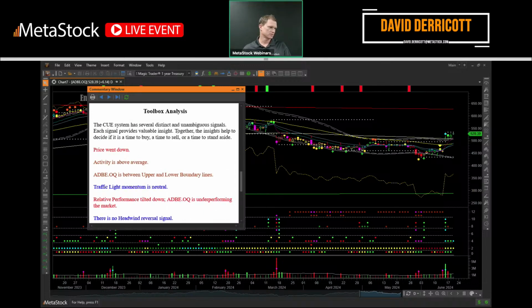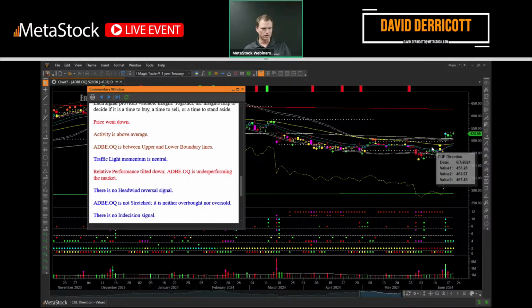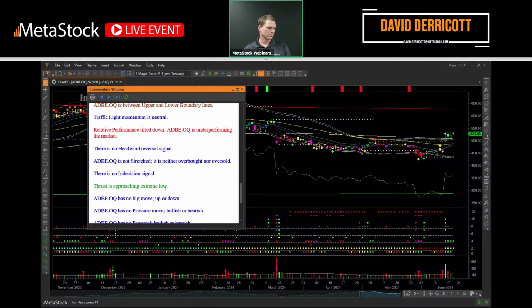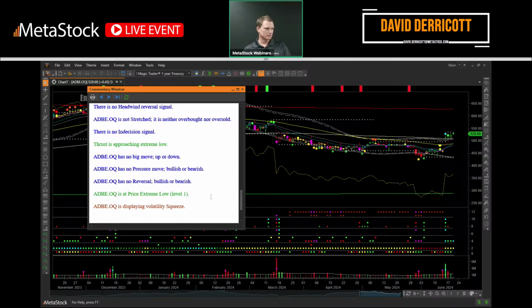And then right here, this is the part that I really like the most because it's a really good analysis toolbox as a whole. So you can come in here and it'll tell you, okay, the price has gone down, your activity is above average, you're between the upper and lower boundary lines, which are these two lines right here. And then it goes down into the performance is headed down, which is your yellow indicator down here. Your headwind, which is your reversal signal, doesn't have any indication of reversing right now, but your thrust is approaching an extreme low area. So it's really nice because you can really see these different patterns form on your chart and identify when you should get in and out.